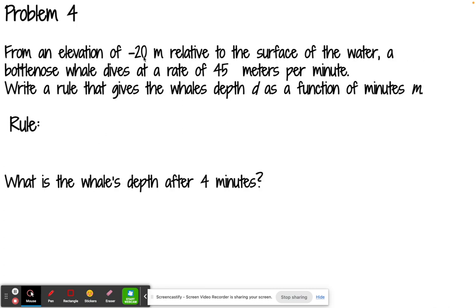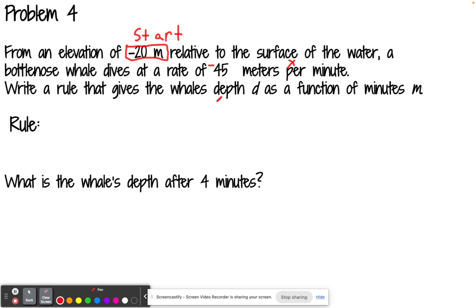From an elevation of negative 20 meters relative to the surface of the water, this means this bottlenose whale is 20 meters below the surface. This is where it's starting. That's where it starts. And it says it dives at a rate of 45 meters per minute. Well, if it's diving, it is going down 45 meters per minute.